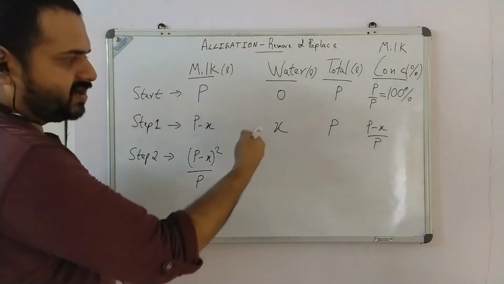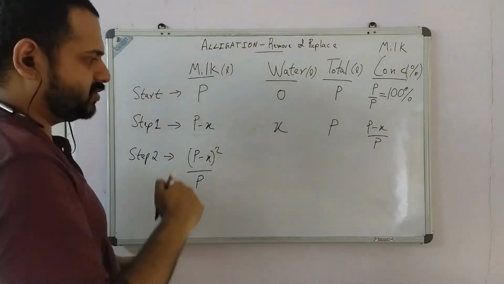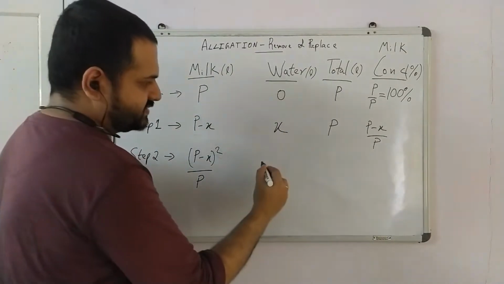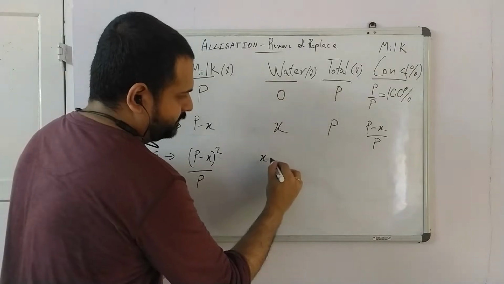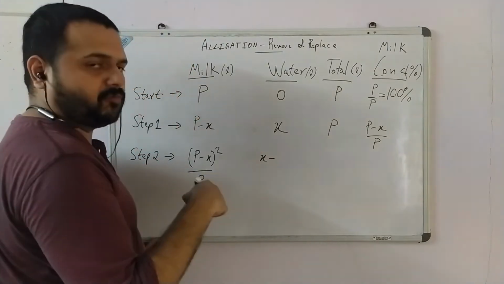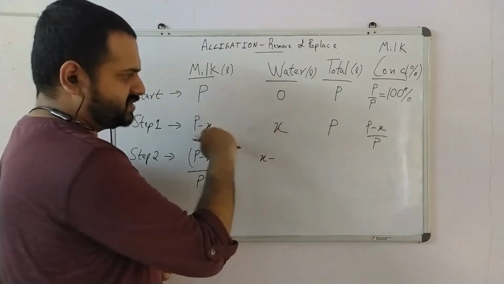Similarly, if I were to find out how much water is remaining after step 2, right? We are starting off with X liters, correct? And how much water is removed when I remove X liters from this mixture?